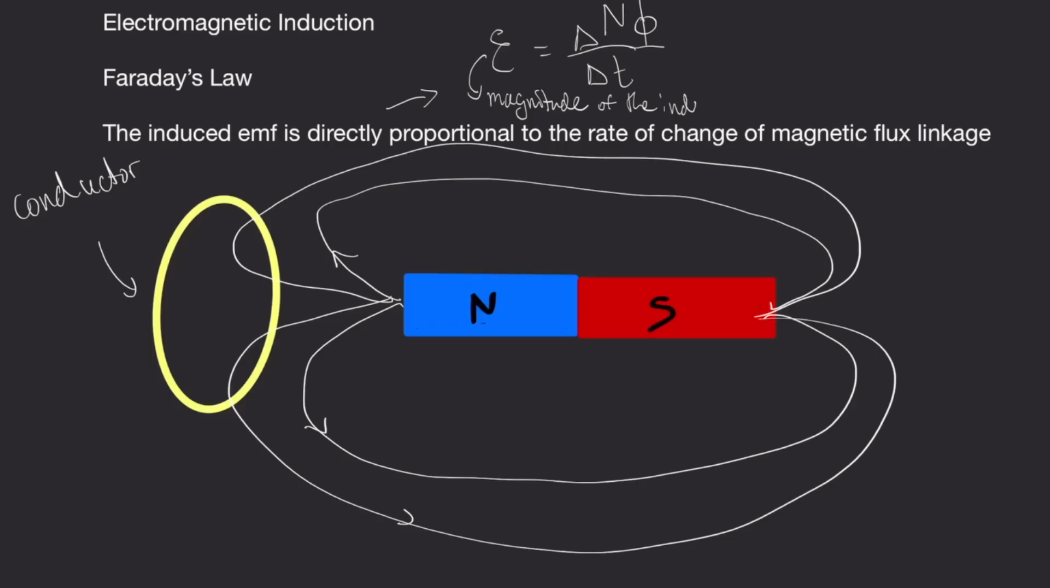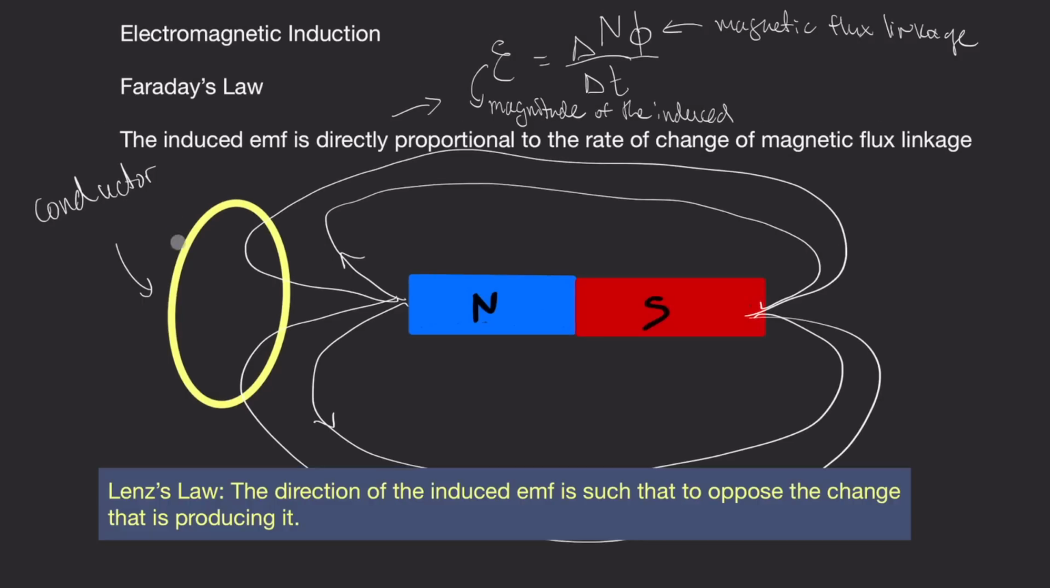And once we have a look at Lenz's law in a second, we're also going to have a look at the direction of this. So we know that current is going to flow within this ring. The question is, which way is it actually going to go? Well, this is answered by Lenz's law. It states that the direction of the induced EMF is such as to oppose the change that is producing it.